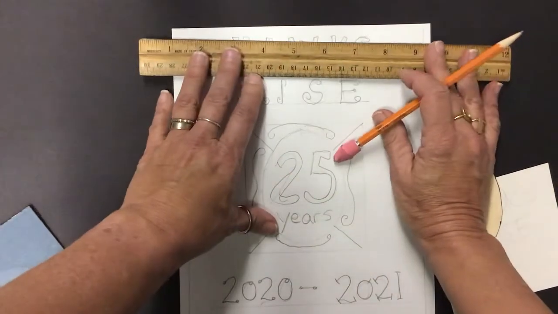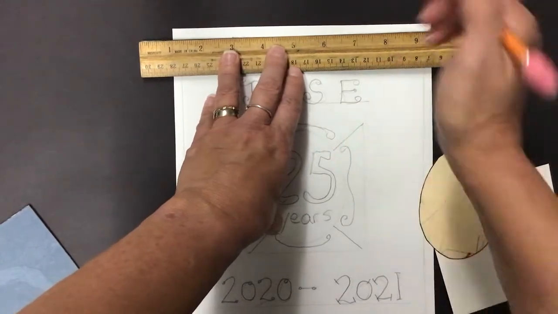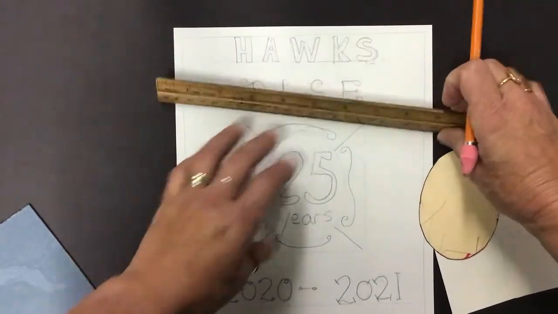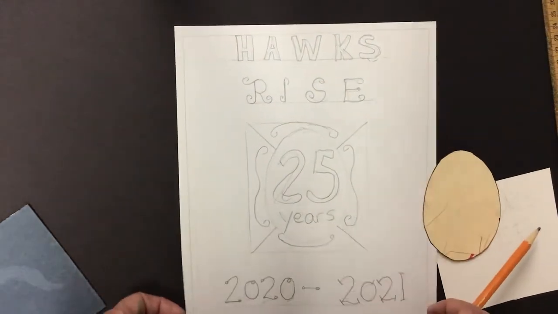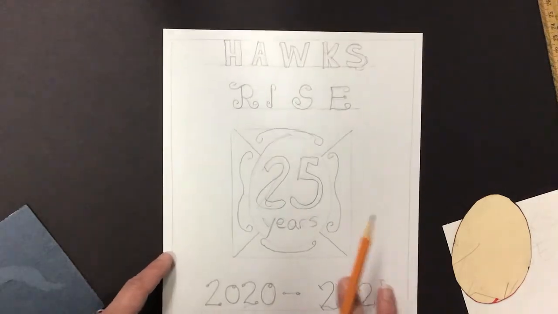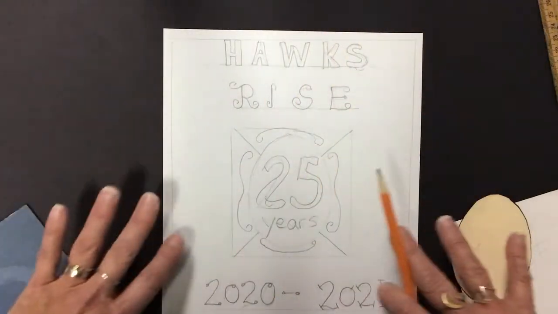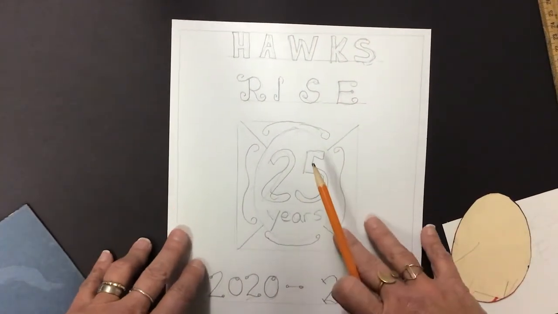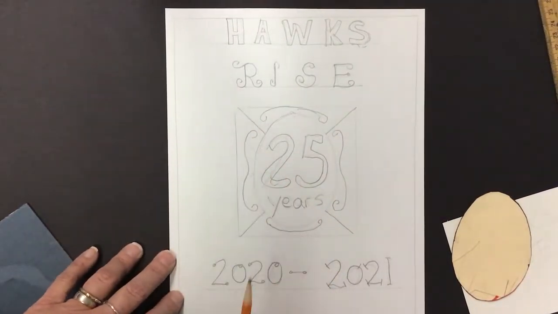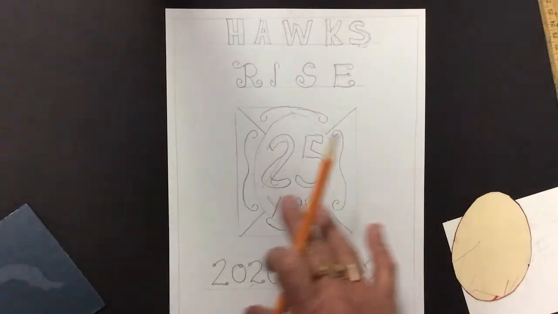Just make sure in your design that you have Hawks Rise, that you have 25th anniversary in some way, and that you have the years 2020 and 2021. Once you've created your design, don't forget and ignore your background. Your background's also super important. Don't forget that you can add all kinds of cool, interesting design back here.